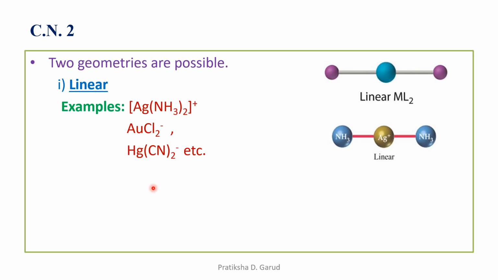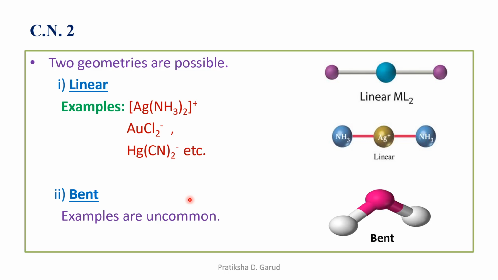The second geometry possible for the coordination number 2 is the bent geometry. Bent geometry means at the center we have the metal, and it is attached to two ligands in a bent fashion. But the examples of this geometry are not very common, or we can say they are uncommon. The geometry is like this: at the center we have the metal and in a bent fashion it is attached to two ligands. Okay, so this is regarding the coordination number 2.